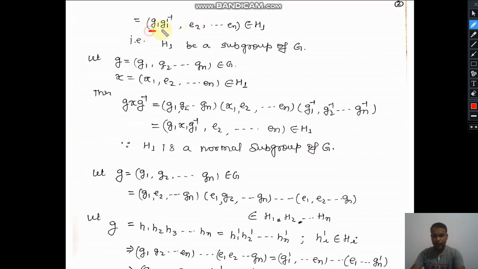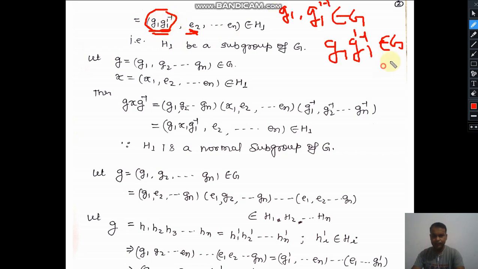Here we have written the product of these two elements, and the multiplication will be in their order. The first element will be multiplied by the first and the second element by the second, so the product of E2 with E2 will again be E2 and so on. Because these are two elements of group G, and G is a group, by using the closure property we will say that this composition will also belong to G. Hence this element belongs to H1. So we have shown that AB inverse belongs to H1, so H1 is a subgroup.